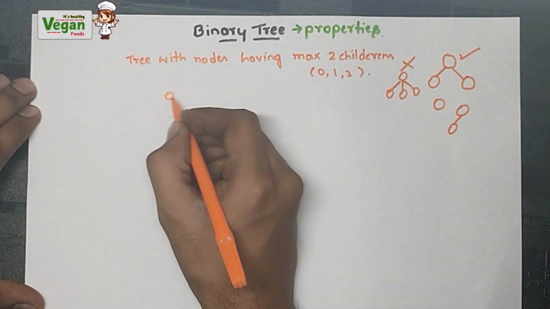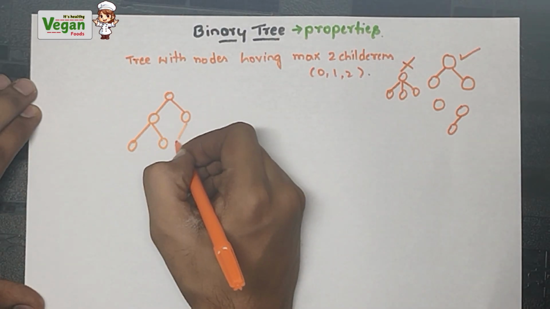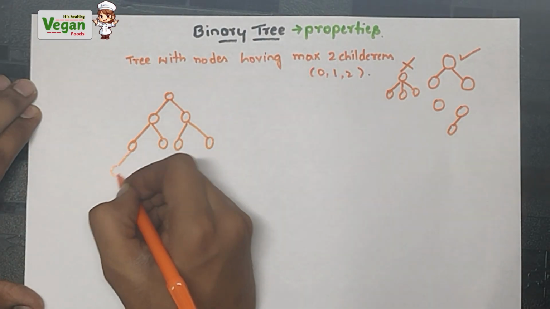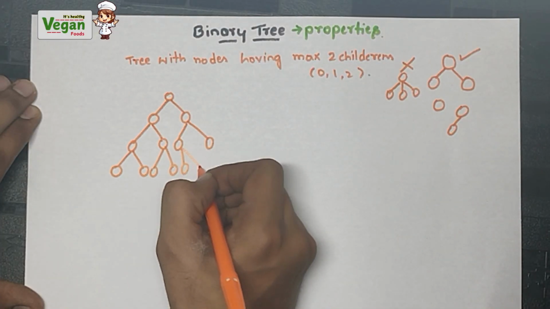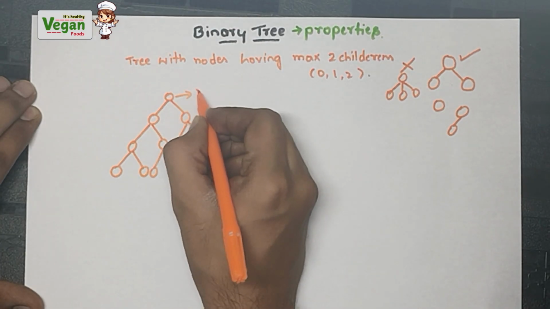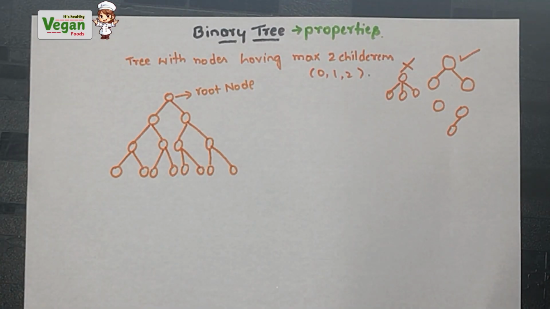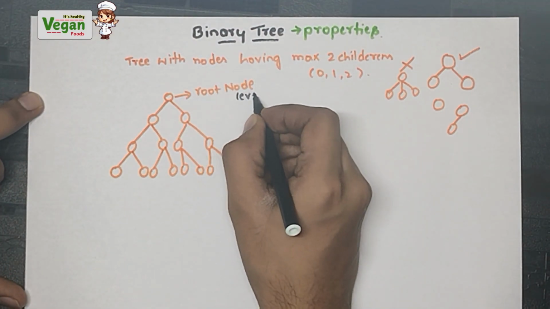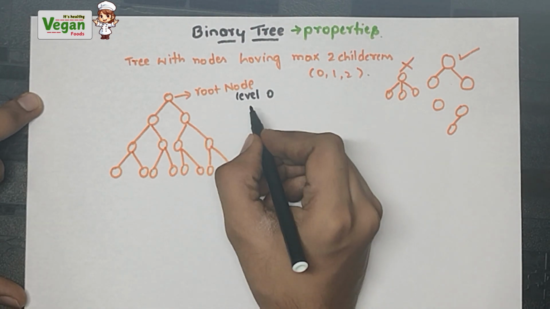So if I consider a binary tree like this, using this example let's discuss the height, level and other terms of the binary tree. First, this will be called the root node. From the root node all other nodes will originate. Now let's check the values of the levels. This will be called level 0, where the root node is at level 0.